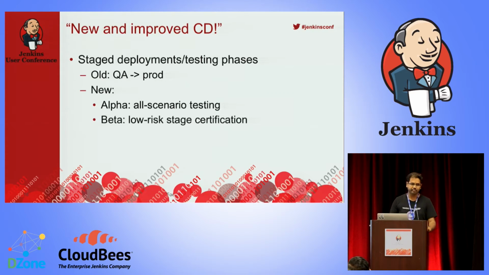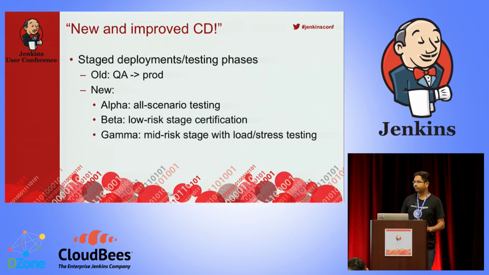Next is beta. Beta is what we call our low risk state certification. This is the first exposure of the product to a few outside users, the first level of traffic. This one usually covered stuff that wasn't covered by alpha and also gave us some real world scenarios which we didn't cater to.